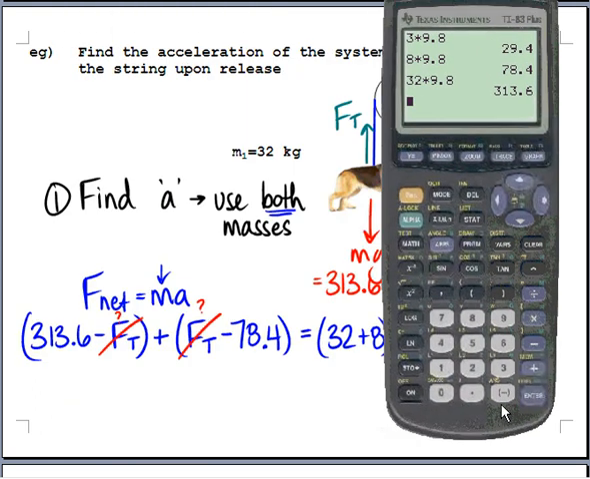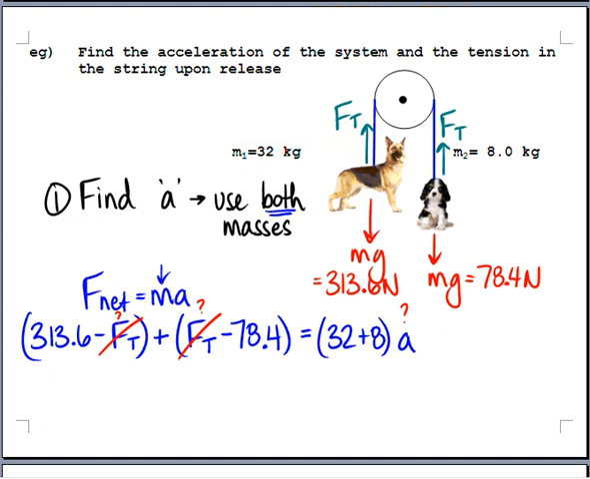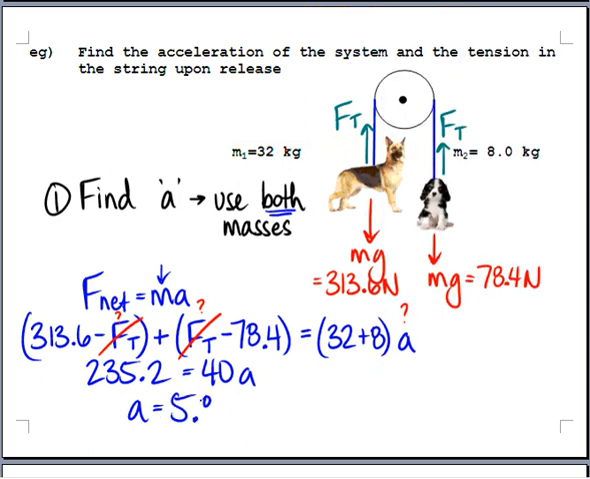So we're going to cancel those tension forces. 313.6 minus 78.4 means the left-hand side is 235.2, equals 40 times a. We're down to just one unknown. We can quickly find that acceleration. Divide by 40. 5.88 meters per second squared. So there's your acceleration. We used both dogs, and the tension forces canceled out.